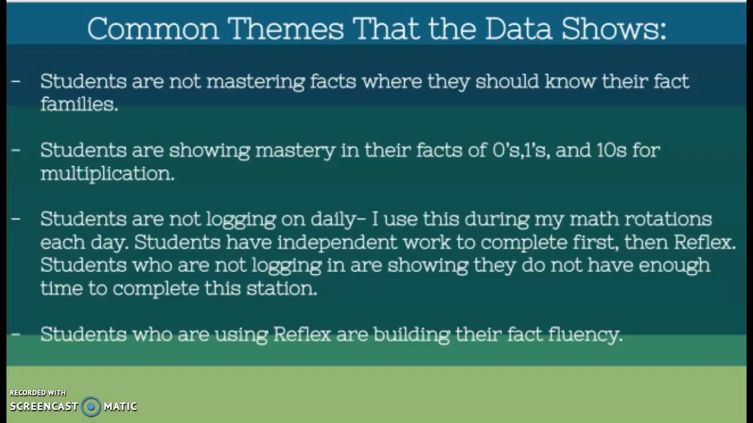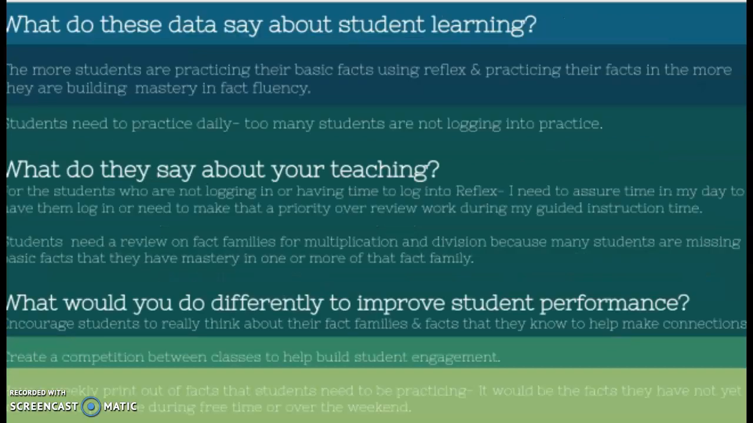A huge theme that I'm seeing is that students are not logging in daily. I use this during my math rotations each day, and students have independent work that they need to complete first, then they can log on to Reflex. So if students don't have enough time to complete their independent work and get on here, their data might be skewed a bit, or they won't really have any because they're not logging in. And then the last one is that students who are using Reflex and they're using it daily, they are building their fact fluency, which is what we're looking for.